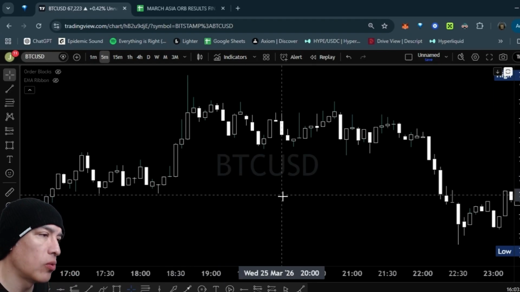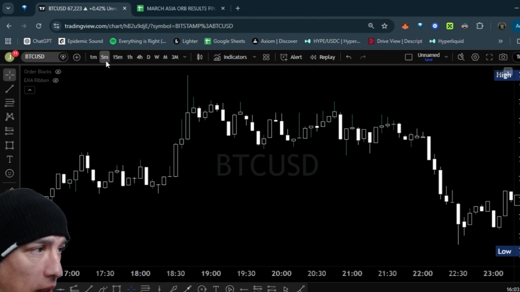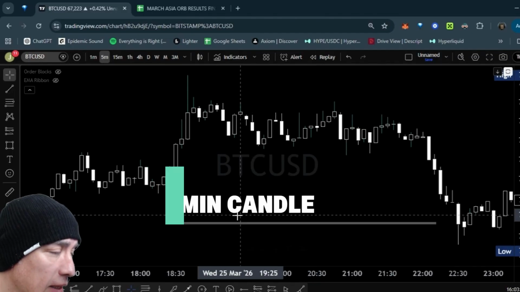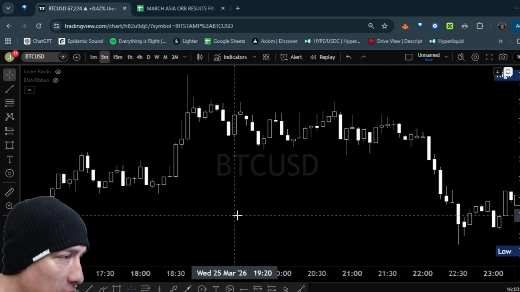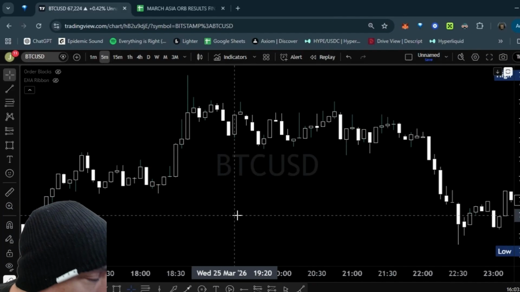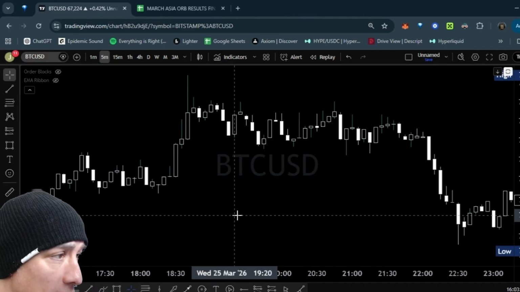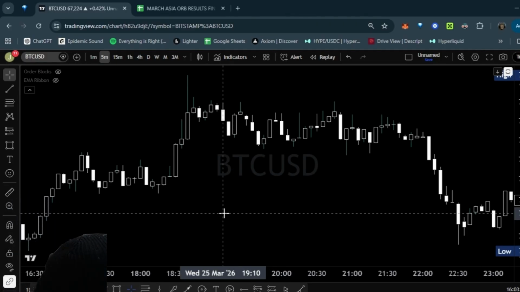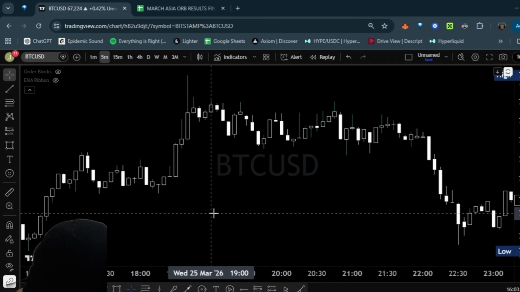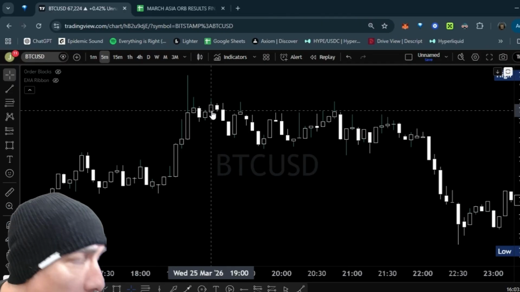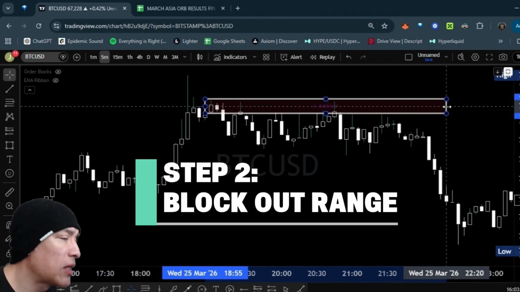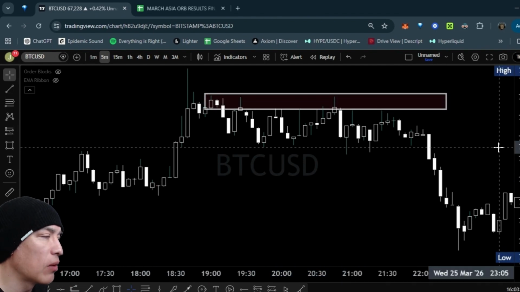The first thing you want to do in this strategy is block out the first 5-minute candle at that specific opening time, which is 19 UTC or 4 p.m. Pacific Standard Time. So first find that candle wherever it is. 1900 is down here if you just want to use universal time, which is this candle right here. Once you block that out like so, now you have your opening range.